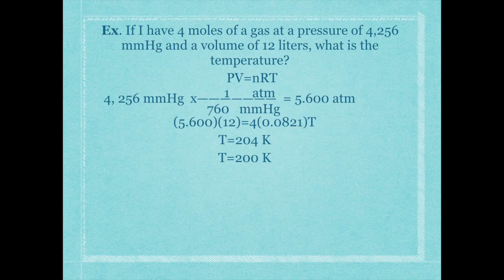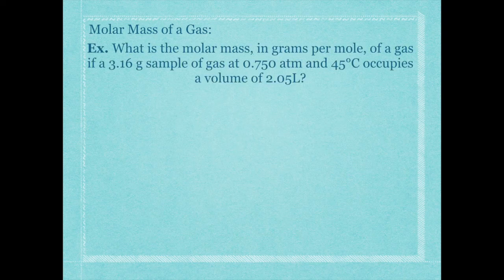Now, we can take this idea and expand on it a tiny bit. What we're going to do now is use your ideal gas law and learn how to determine the molar mass of a gas. All right, so in this problem, it asks what's the molar mass in grams per mole of a gas if a 3.16 gram sample of gas at 0.750 atmospheres and 45 degrees Celsius occupies a volume of 2.05 liters.